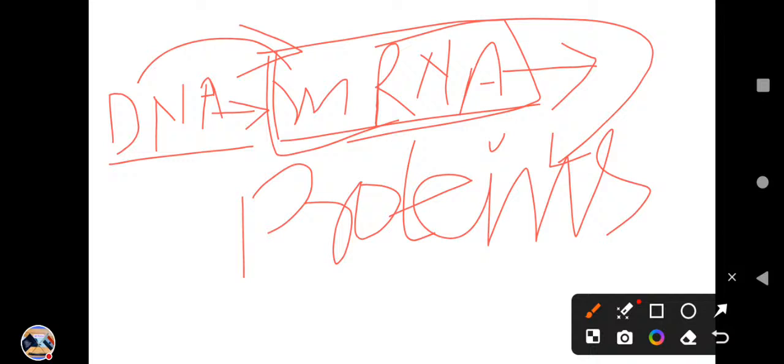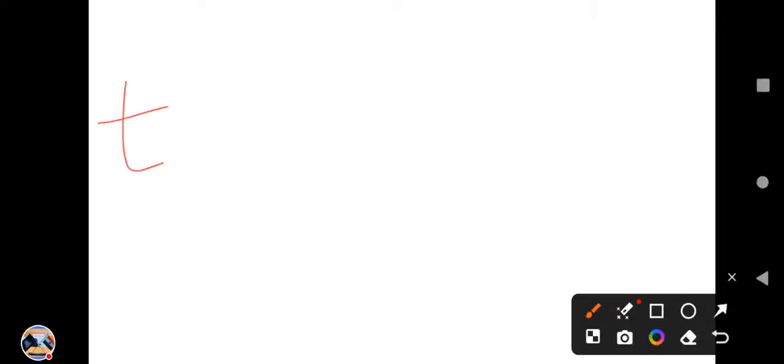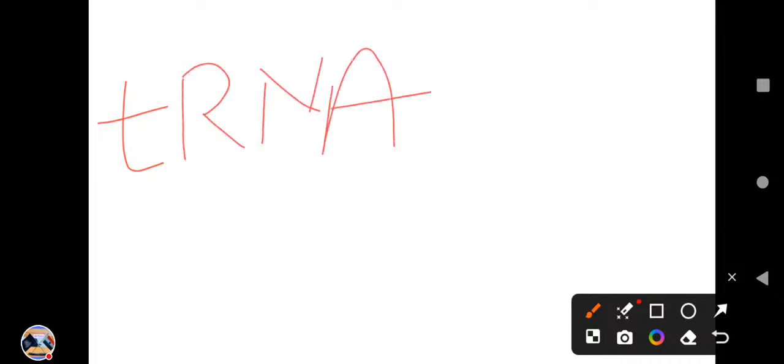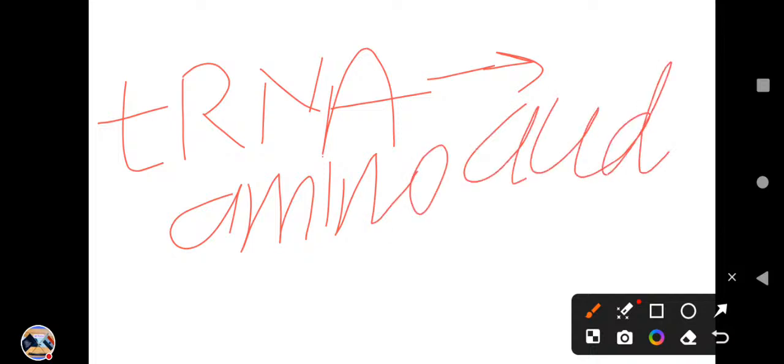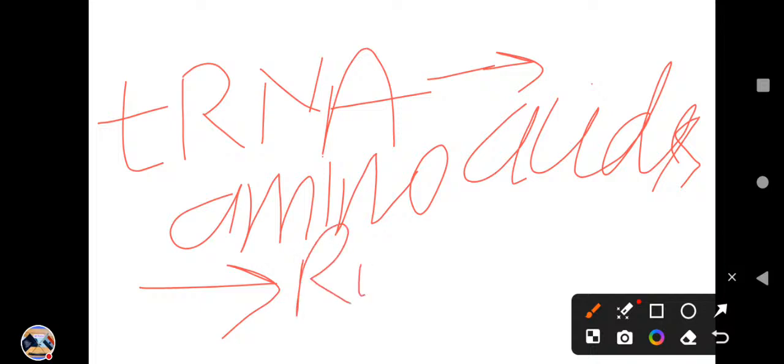And what is transfer RNA? Transfer RNA, or tRNA, delivers amino acids, which are the basis of formation, to the ribosome.